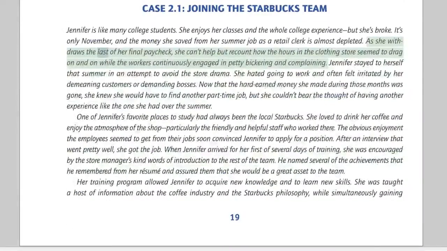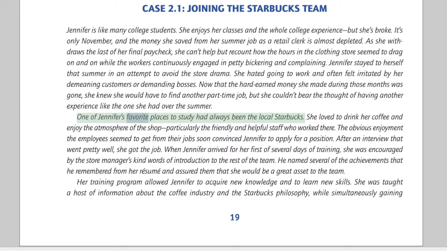As she withdraws the last of her final paycheck, she can't help but recount how the hours in the clothing store seemed to drag on and on while the workers continuously engaged in petty bickering and complaining. Jennifer stated to herself that summer in an attempt to avoid the store drama. She hated going to work, and often felt irritated by her demeaning customers or demanding bosses. Now that the hard-earned money she made during those months was gone, she knew she would have to find another part-time job, but she couldn't bear the thought of having another experience like the one she had over the summer.